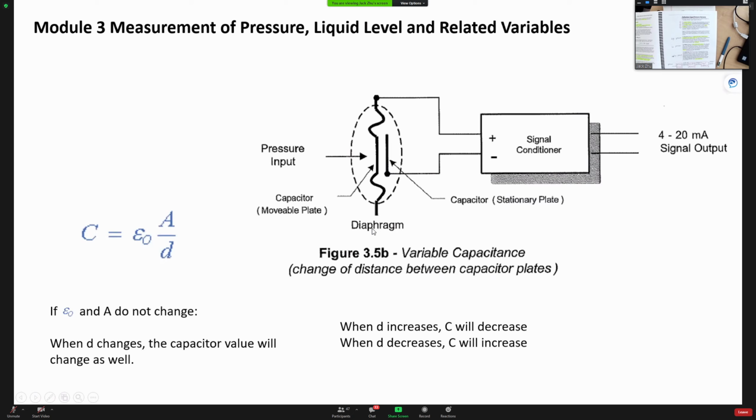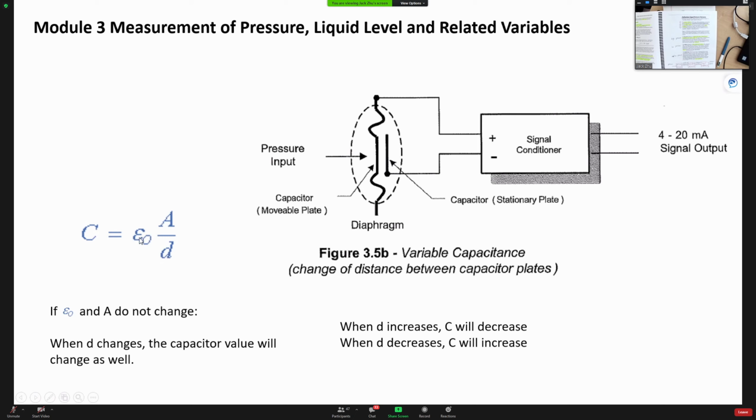This is a diaphragm that uses pressure to change the distance between these two plates. So you could have an AC signal down here and try to measure the capacitance. This is very common. In our trade, we usually say C equals K times A over D.